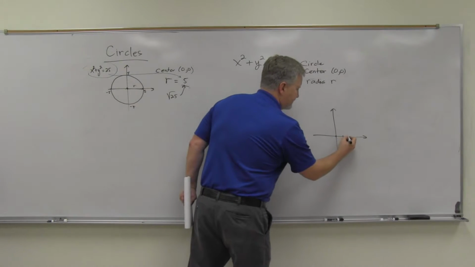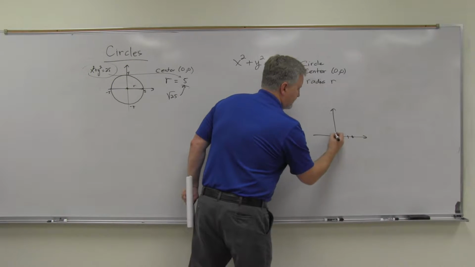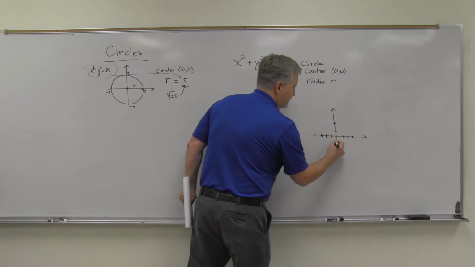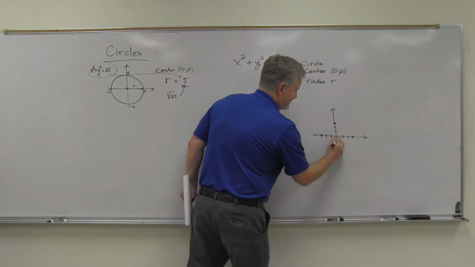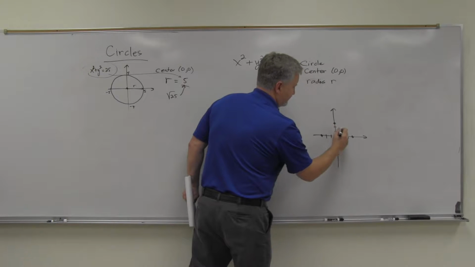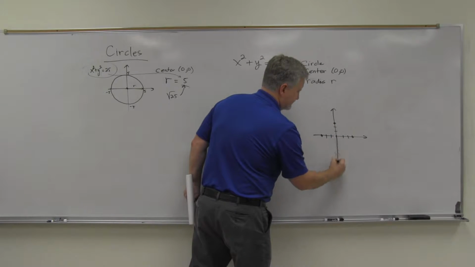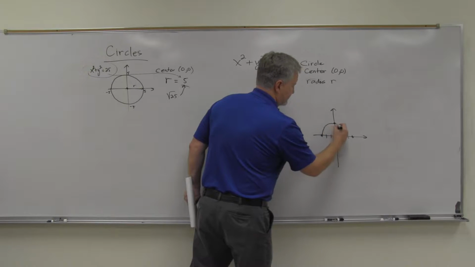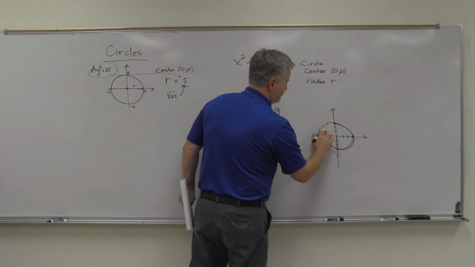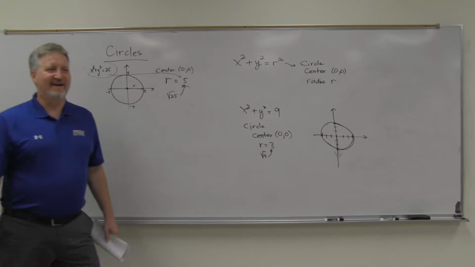So go out 3 from the center here, 3 from the center here, 3 from the center here, 3 from the center here. And if my scale was a little more square, you get your circle. That's where grid paper comes in handy, but you get the idea.